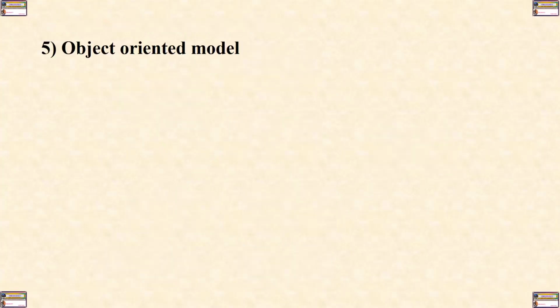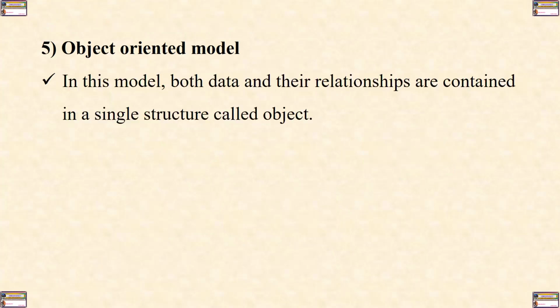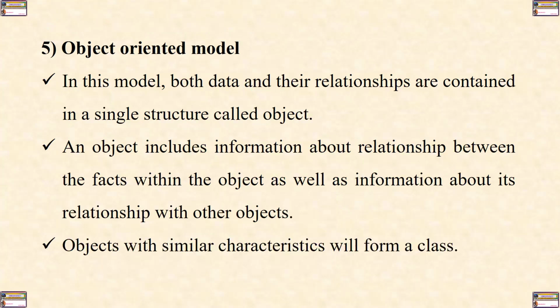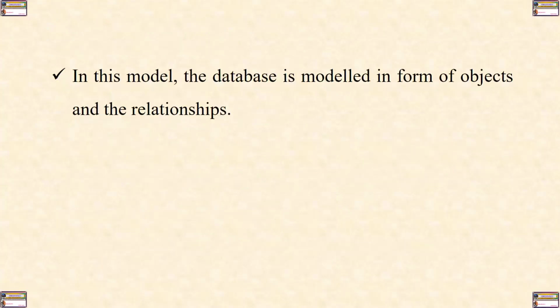The fifth type of model is called the object-oriented model. In this model, both data and their relationships are contained in a single structure called an object. An object includes information about the relationship between the facts within the object, as well as information about its relationship with other objects. The objects with similar characteristics will form what we call a class.